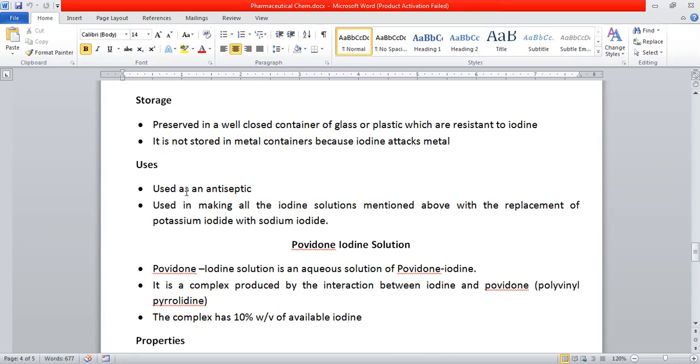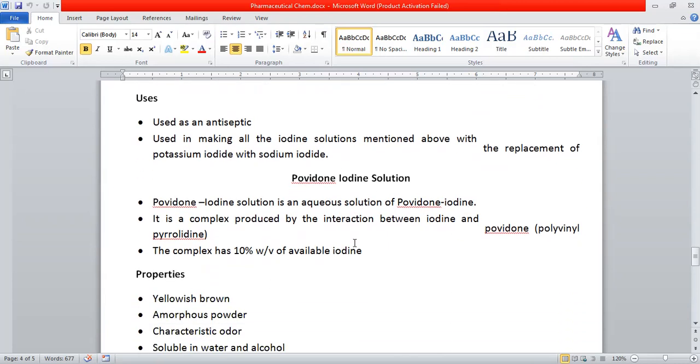Uses, it is used as an antiseptic, used in making all the iodine solutions which I have mentioned above with the replacement of potassium iodide with sodium iodide. So these are the three solutions of iodine. Now we will discuss about the povidone-iodine solution.